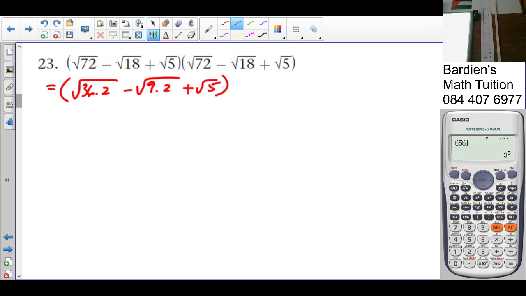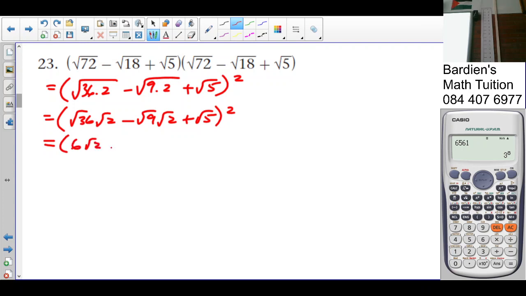You all agree the brackets are exactly the same, so it can be written as squared. So that is going to be root 36 root 2 minus root 9 root 2 plus root 5. So that's going to give you 6 root 2 minus 3 root 2 plus root 5 squared. Those are like terms, so that's going to give you 3 root 2 plus root 5 squared.